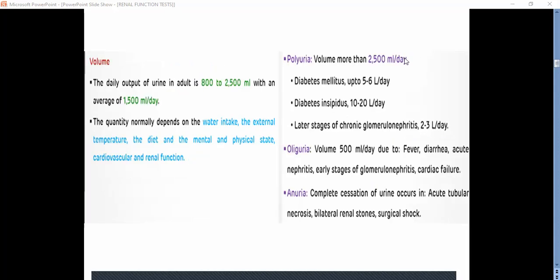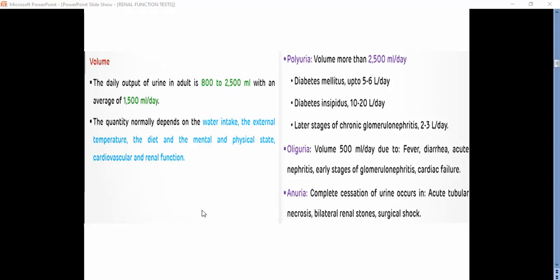First thing, volume. The daily output of urine in an adult is 800 to 2500 ml, with an average of 1500 ml per day. So in daily life, in a healthy person, the daily output is how much? 800 to 2500 ml, average of 1500.